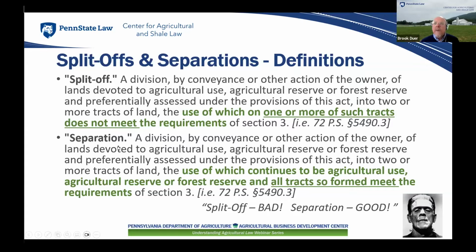Separations are good, because here's the definition of separation. Same language, a division by conveyance or other action of lands in the program, and here's the operative language, into 2 or more tracts, the use of which continues to be agricultural use, ag reserve, or forest reserve, and all tracts so formed by that separation meet the requirements. So in other words, you're just splitting up a bunch of property that is continuing to qualify for the program.